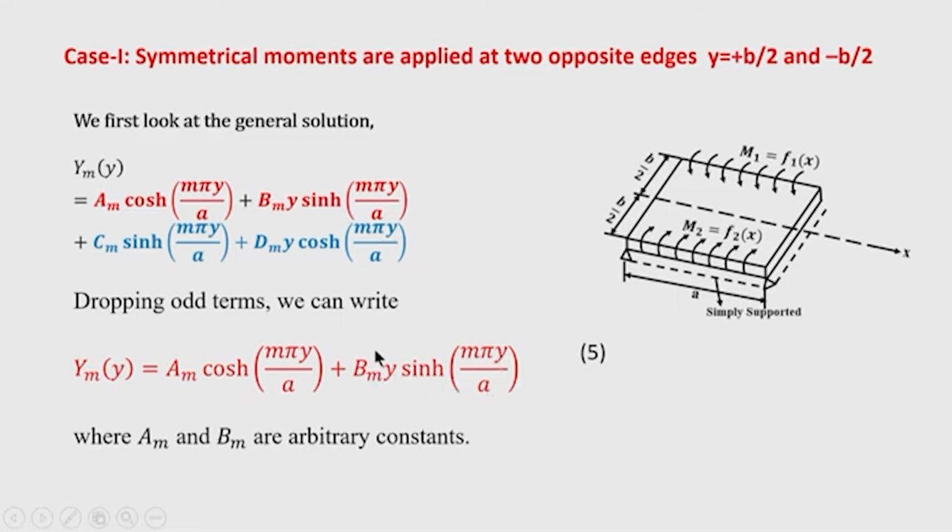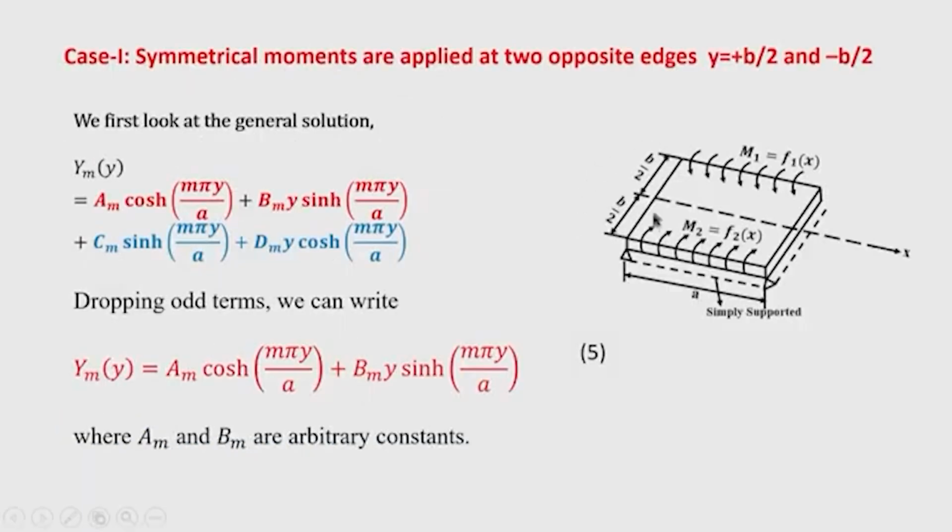Now, note here that A m and B m are arbitrary constants of integration, and they can be found only by imposing the boundary conditions. Okay, now let us go to the boundary conditions. At the two opposite edges, x equal to 0 and x equal to a, the plate was simply supported, as seen here.